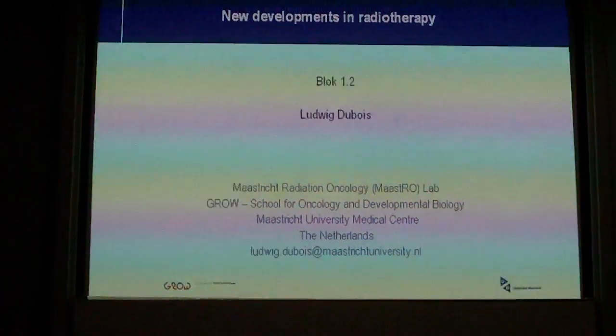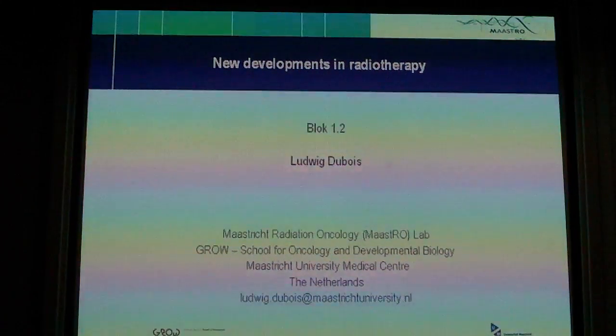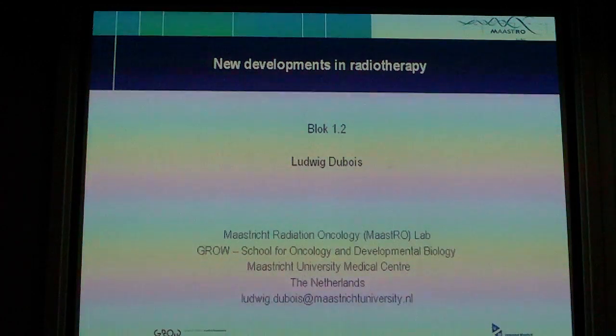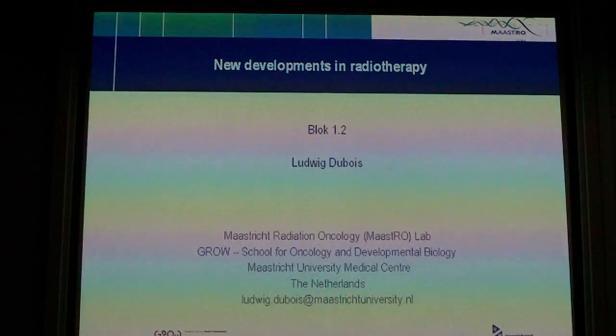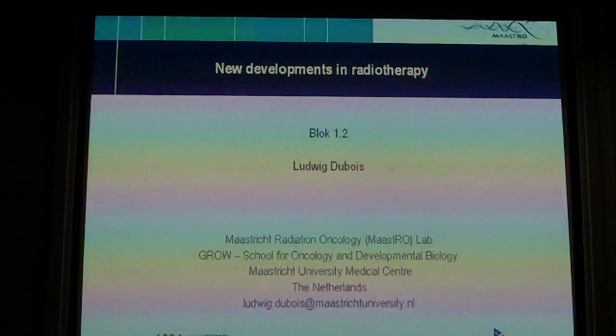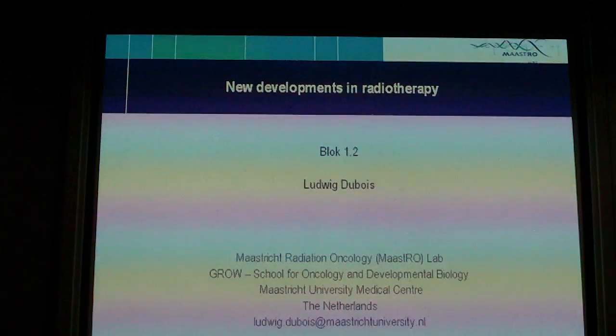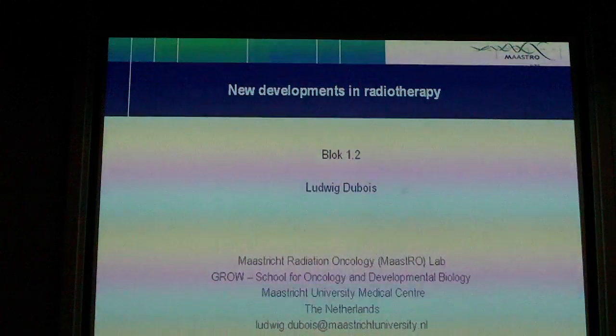I will show you a case of a patient who presents himself or herself to the radiotherapy department with cancer, and what the several steps are to treat that patient. There's also some simulation, so I hope that everything runs well.